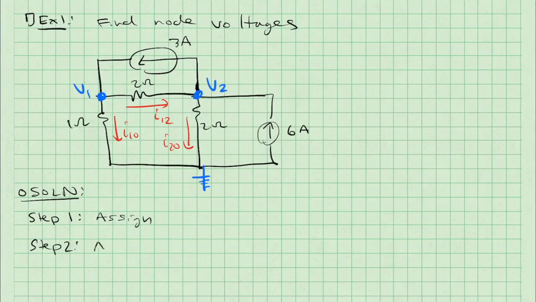The next step is to apply Kirchhoff's current law and Ohm's law. Let's start at node 1. Coming into node 1, I have 3. Going out from node 1, I have I1 to 0, the current going from node 1 to ground, and I1 to 2, the current going from node 1 to 2.